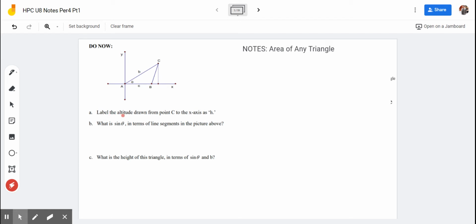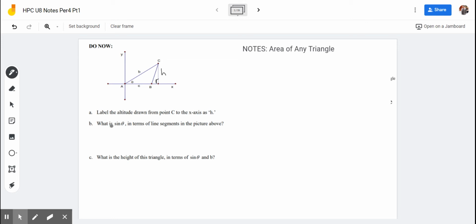So it says label the altitude drawn from point C to the x-axis as h. So it's talking about this kind of lighter line here. So we're going to call that h. And because it's an altitude, we know that this is now going to form a right angle like this.